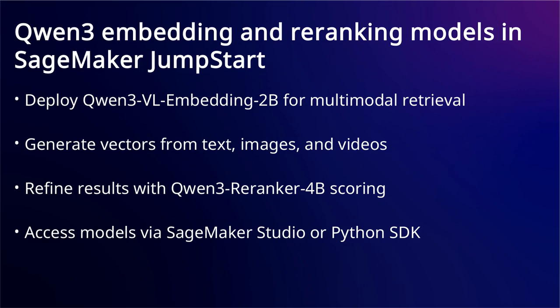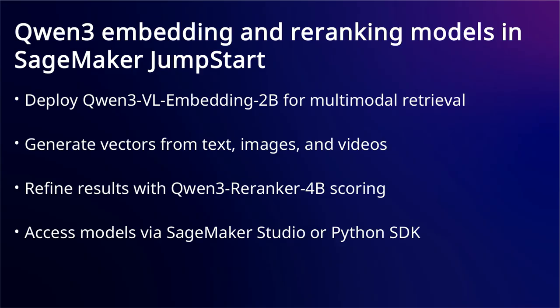Building search pipelines that handle diverse content types requires models that can understand and retrieve across text, images, and video while delivering relevant results. You can now deploy Qwen3VL embedding 2B to generate semantic vectors from multimodal inputs including text, images, screenshots, and videos across over 30 languages, enabling initial recall in your retrieval pipeline.